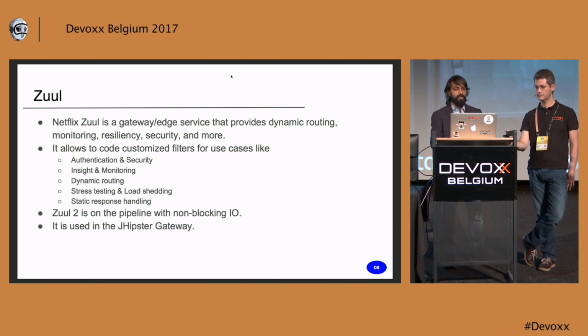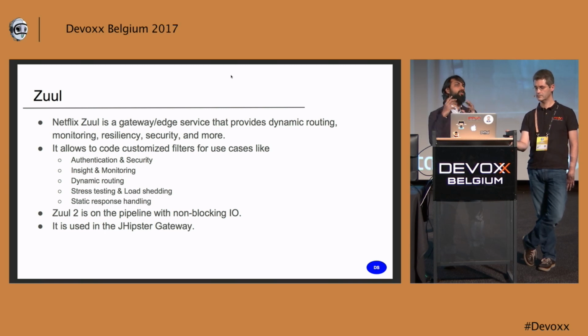So currently, the filters that can be written for Zuul are like, you can write filters for authentication, any kind of security, ACL. You can write filters for insight and monitoring. You can write filters for dynamic routing, stress testing and load shedding, which is like an interesting topic in the microservices world.